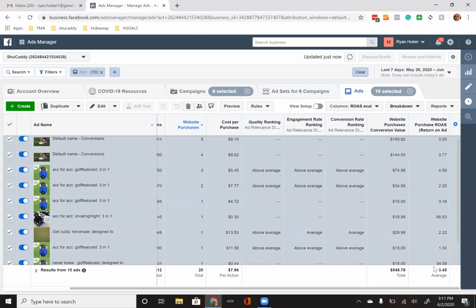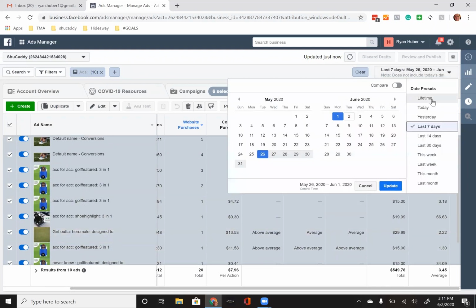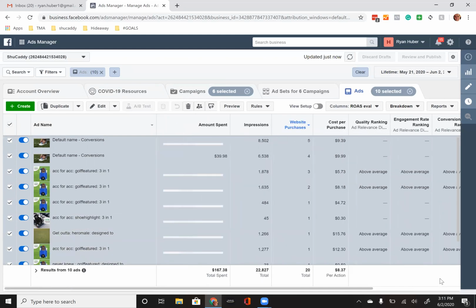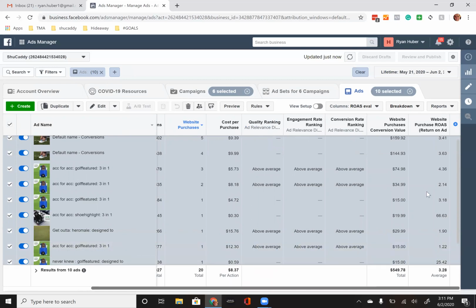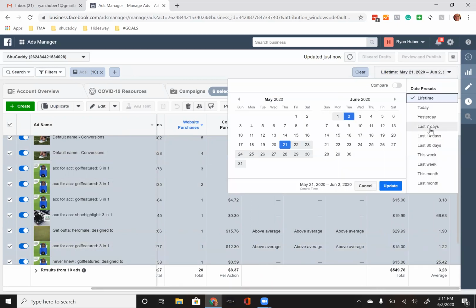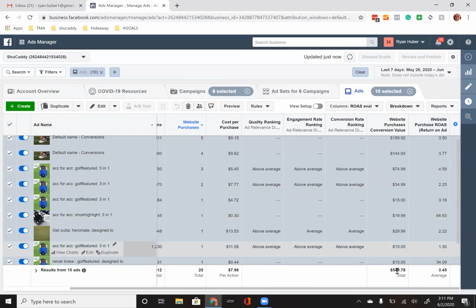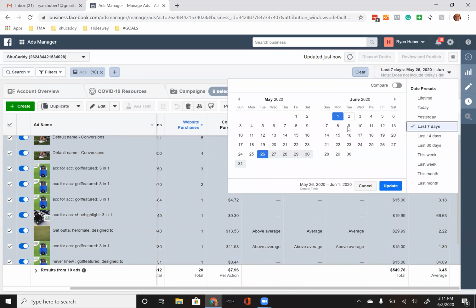So these numbers look great. Honestly, even if you wanted to now, you could do it. Let's just see what it looks like lifetime here. If anything changes, no, it's still the same budget. Even if you turned it off now, that's still fine because all these numbers would improve.